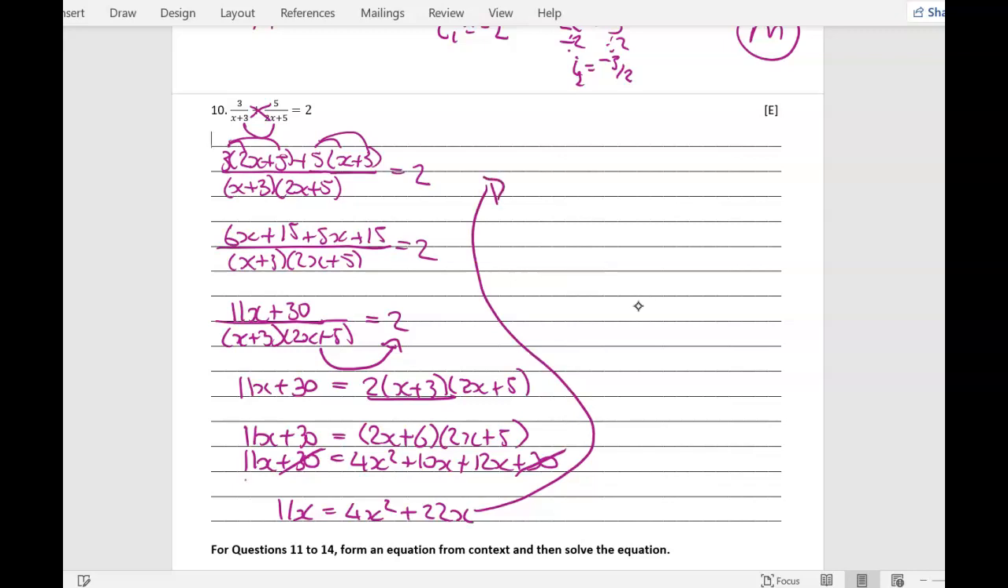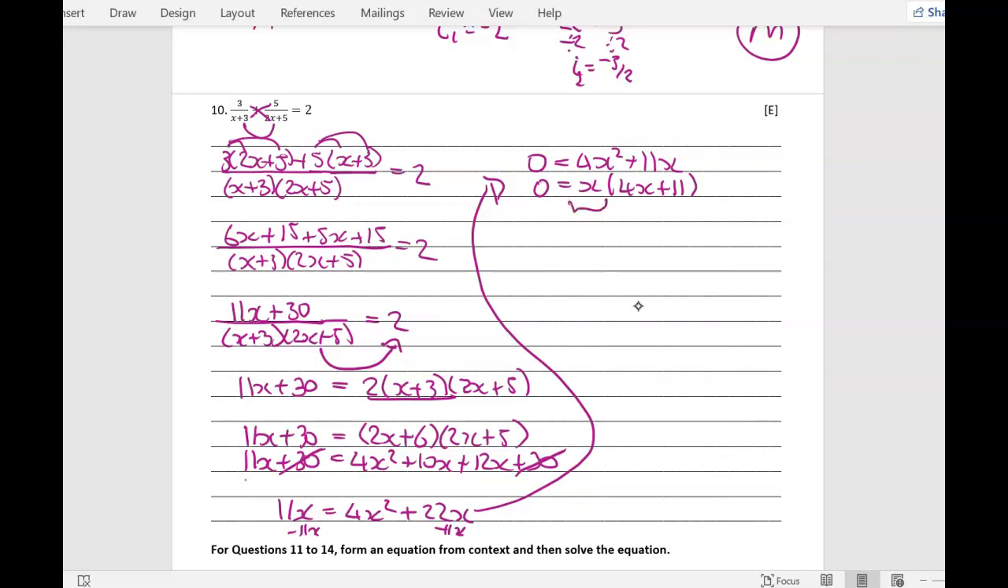I'm just going to move everything to one side because remember, I'm looking for factorized and equal to 0 because it's a quadratic. So I'm going to go minus 11x. So 0 is equal to 4x squared plus 11x. I'm then factorizing. This is a single bracket. They've got an x in common, which makes 4x plus 11 after that.